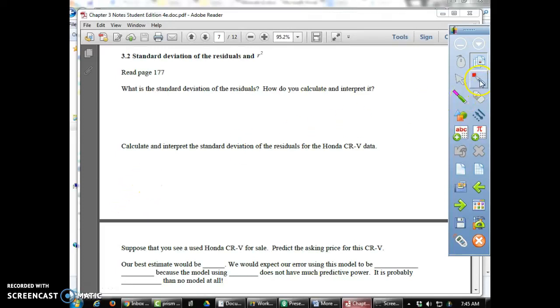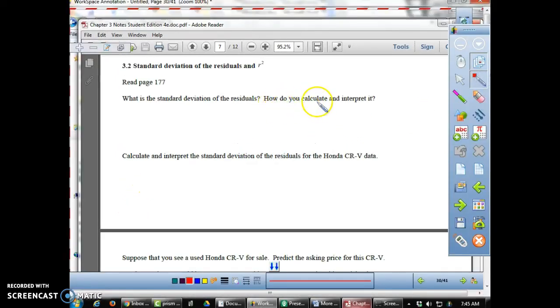Okay, today we're going to learn about the standard deviation of the residuals. We're going to learn how to calculate it and interpret it. And so what is the standard deviation of the residuals?